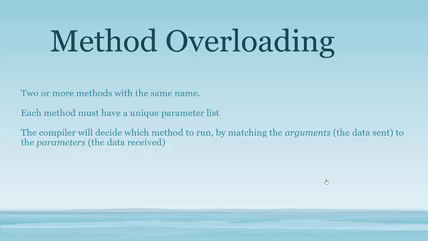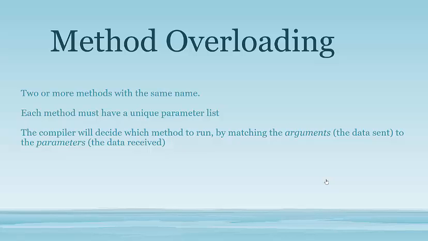Let's look at something called method overloading. What this entails is, so far we've created methods that all have unique names. Now we're going to start creating methods that have the same name, and the only thing that's going to differentiate them is their parameter list.